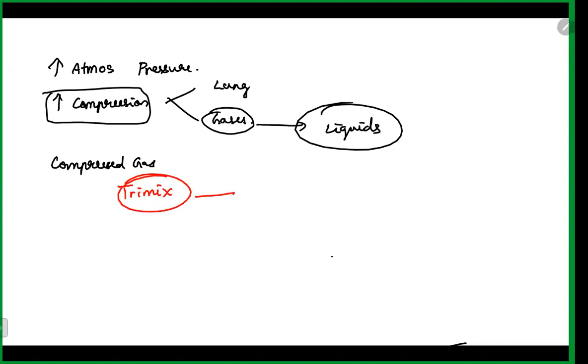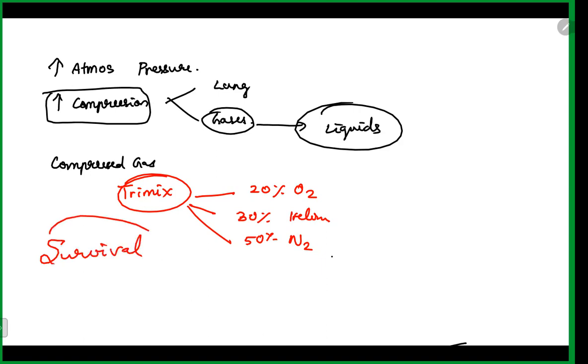What is this trimix? It is going to consist of only 20% oxygen, 30% helium, and 50% nitrogen. This is the composition of the trimix cylinder which they are carrying. They will breathe this compressed gas for survival. For survival in the sea, you need to inhale compressed gas.